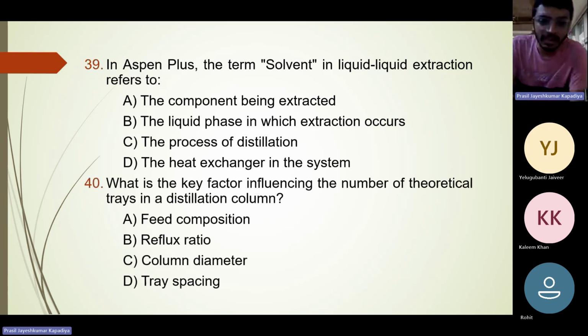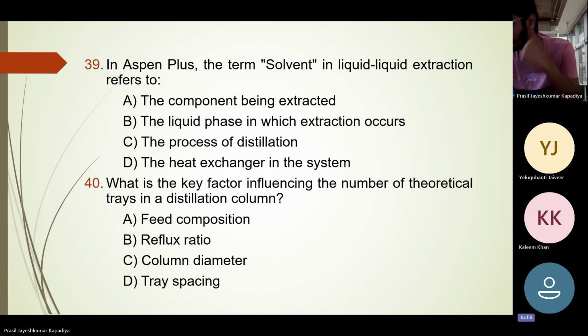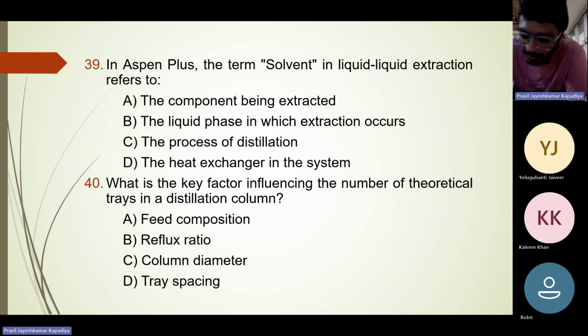Okay. What is the key factor influencing the number of theoretical stages in a distillation column? Feed composition, reflux ratio, tray diameter, or tray spacing? Reflux ratio, right? So can anyone tell me, in shortcut design, are N and R related or not? Number of trays and reflux ratio are inversely proportional. And there is the FUG method: Fenske, Underwood and Gilliland. So in which equation do we take care of the number of trays?